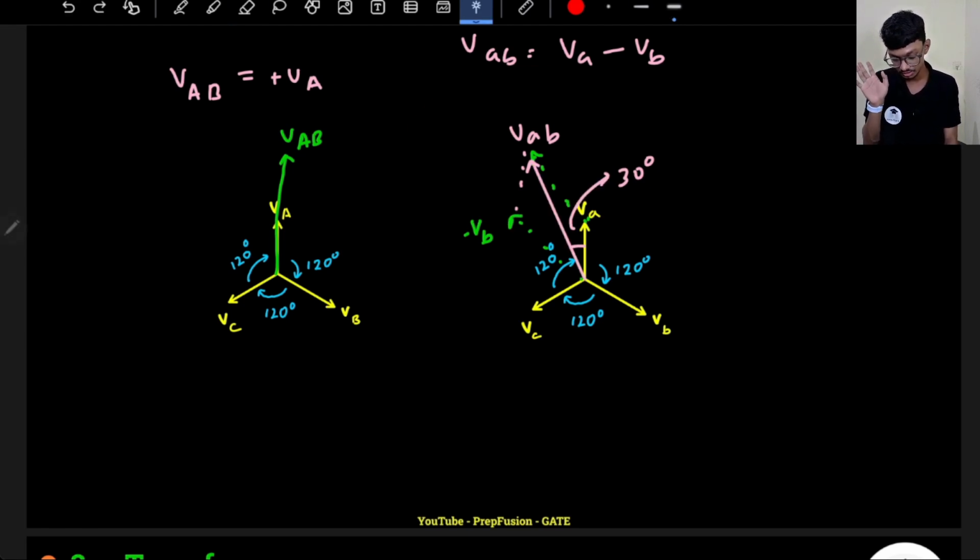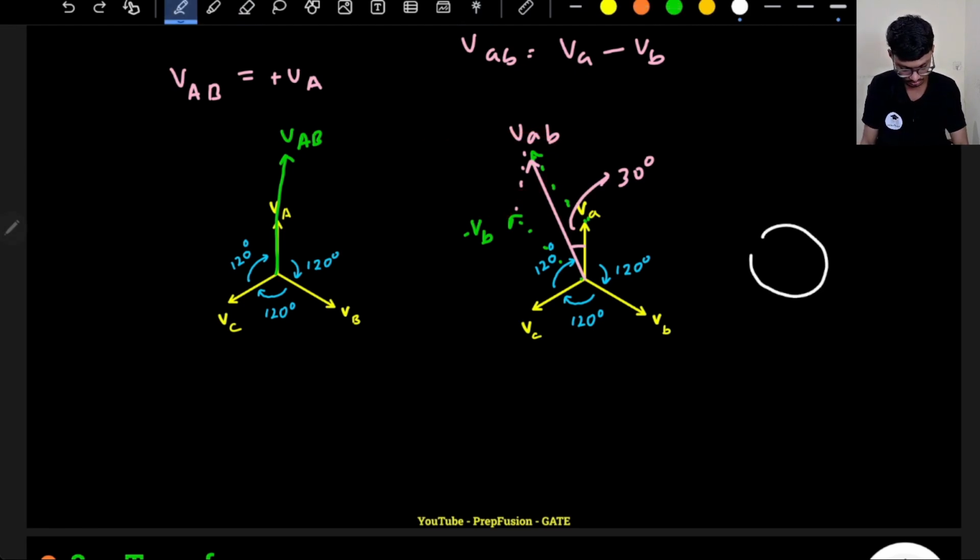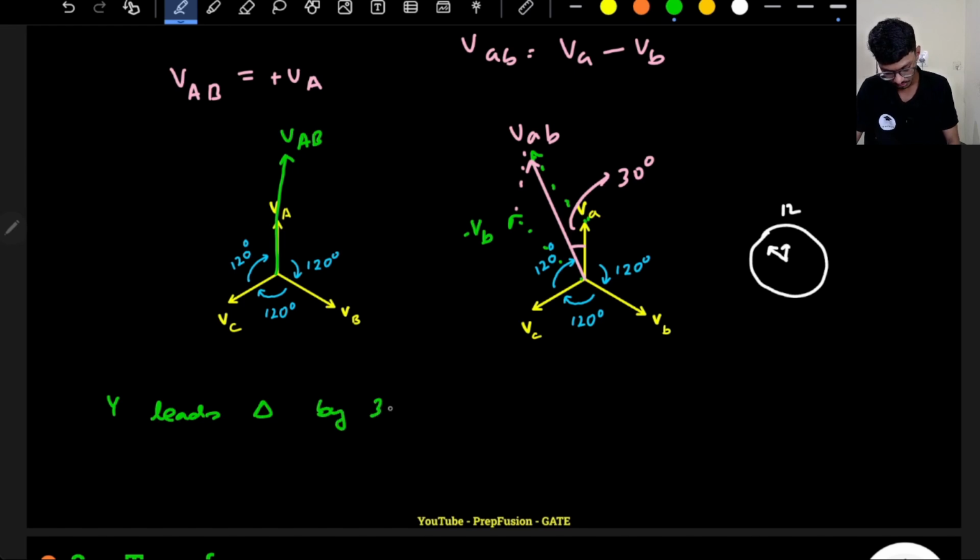Okay, so what is it? It is 11 o'clock, right? It is coming earlier. So if I draw the clock notation, my high voltage winding is here and the low voltage winding is coming earlier. So it is at 11 o'clock. This is 12. So it will be at 11 o'clock, correct? So first of all, there is a phase lead. What can I comment? I can comment that the star side leads the delta side by 30 degrees.